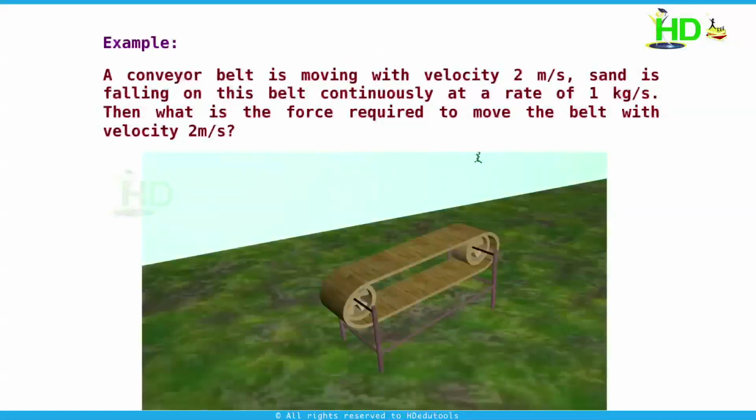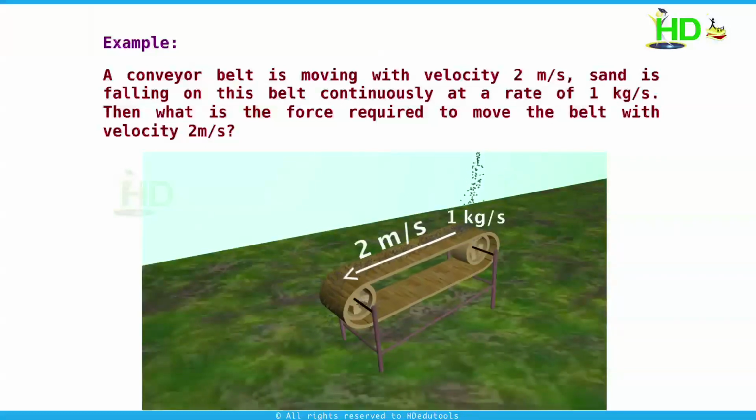A conveyor belt is moving with velocity 2 meters per second. Sand is allowed to fall on this belt continuously at a rate of 1 kg per second. Then what is the force required to move the belt with constant velocity 2 meters per second?